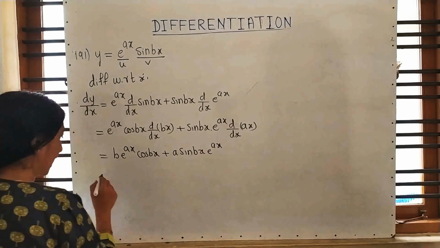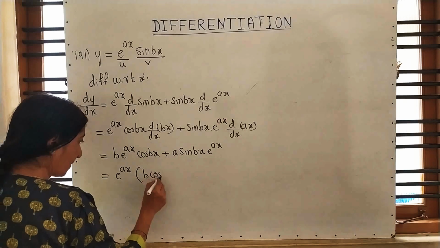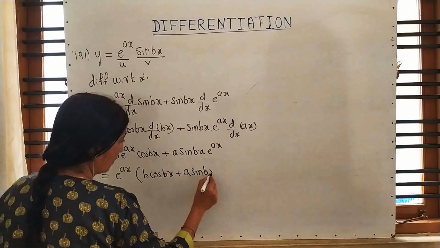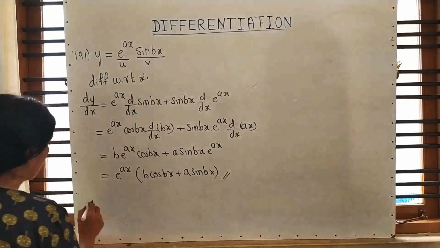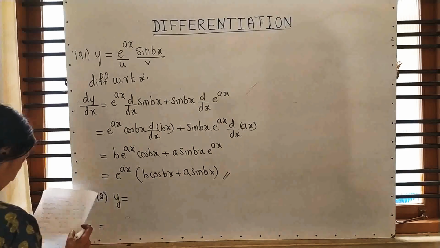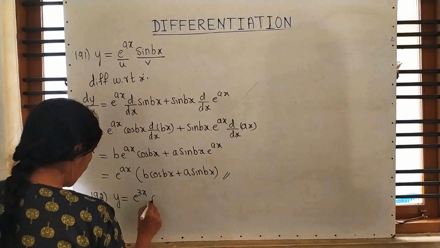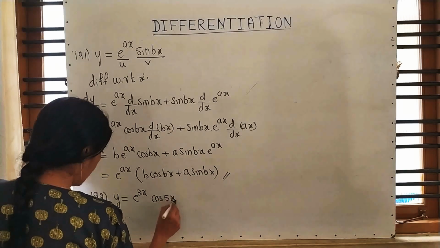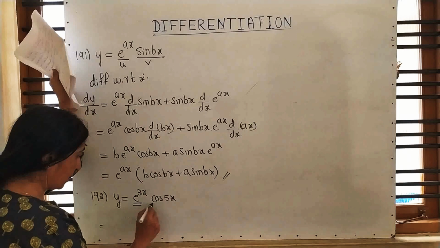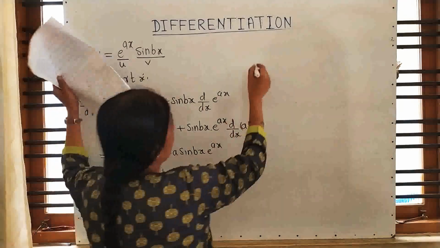If you want, you can take e raised to ax common: b cos bx, a sin bx. Question number 192. Y is equal to... Can you try this, student? Try this sum. Again this is u into v, exactly similar to the previous.